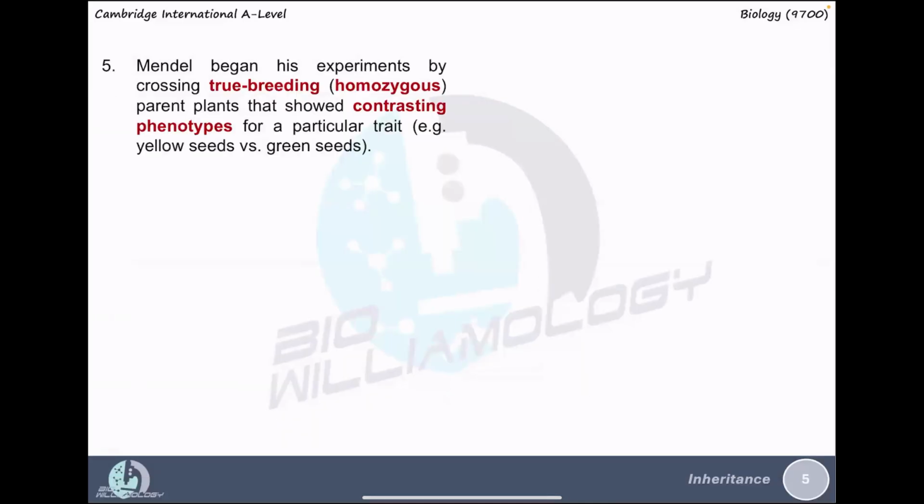Mendel began his experiment by crossing true-breeding plants. When we use the word true breeding, it means homozygous. It can be either homozygous dominant or homozygous recessive. True breeding also means pure breeding. So Mendel started his experiments by crossing true-breeding parental plants that show contrasting phenotypes for a particular trait, for example, yellow seed versus green seed. These plants formed the parental generation, known as the P generation.